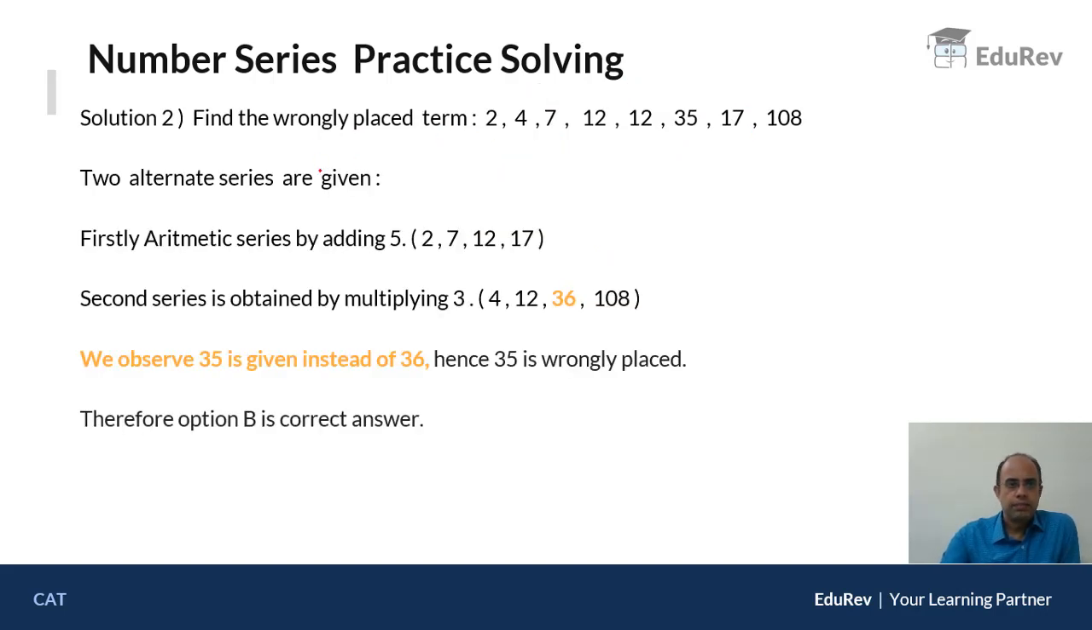Now, same, I have given the solution. It's a two alternate series. First arithmetic series by adding 5: 2, 7, 12, 17. And second series obtained by multiplying by 3: 4, 12, 36, 108. Therefore, 35 is wrongly placed. 36 will be the correct number here. Hence, option B is the correct answer.